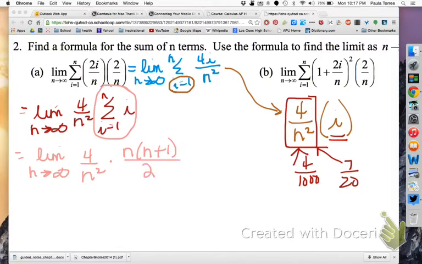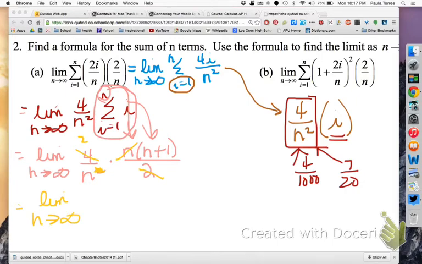But I don't have the n value, so I must leave it generic, which is okay. Now I'm going to start canceling some things out if I can find them, and I go, oh yeah, well, let's see, the 4 and the 2, that'll reduce. This n will go away, so now I just have 1 down there.